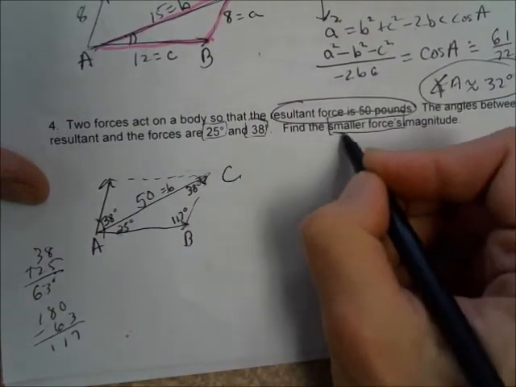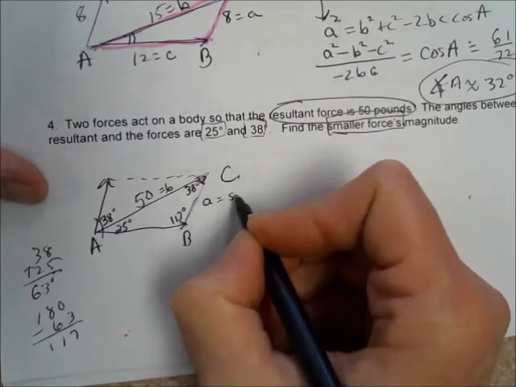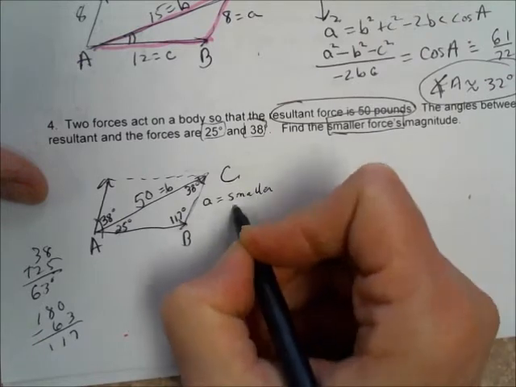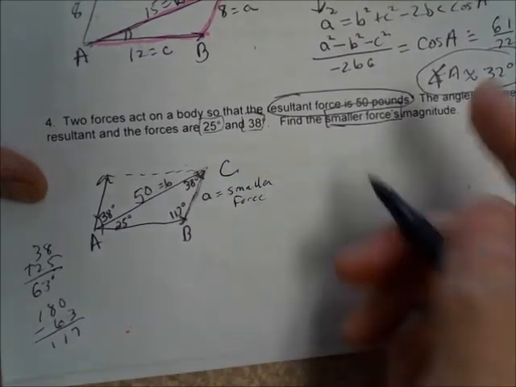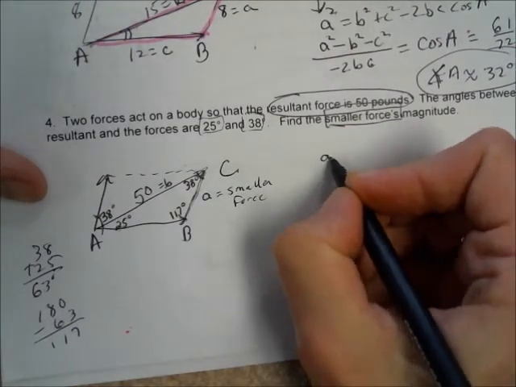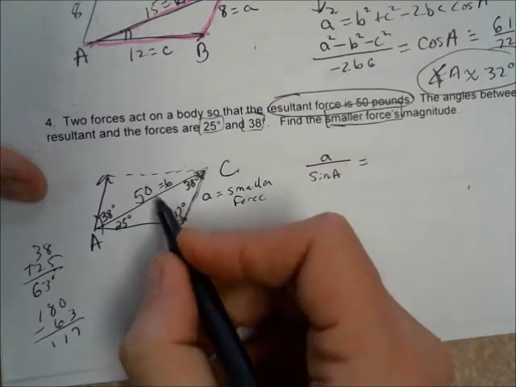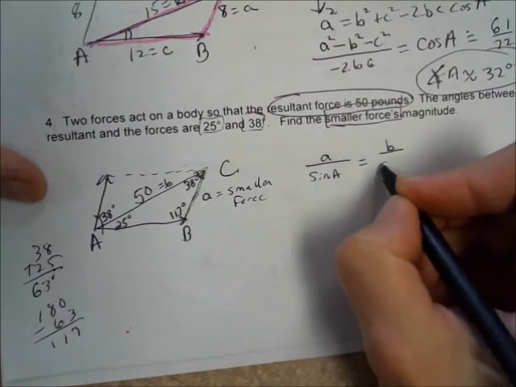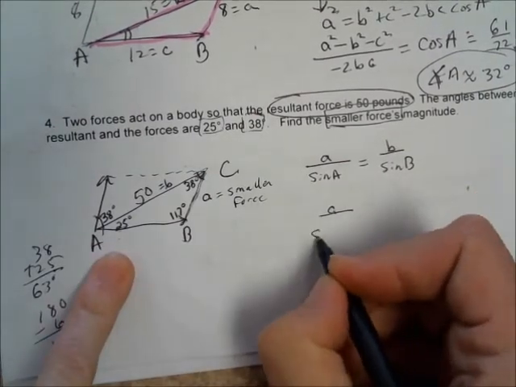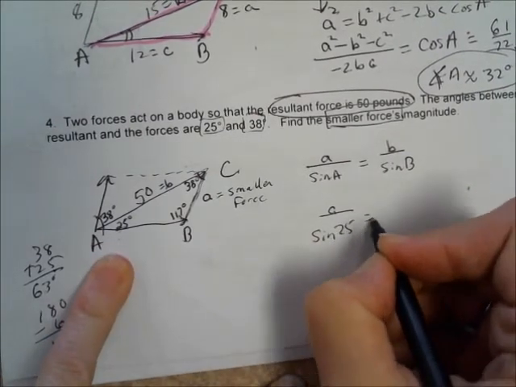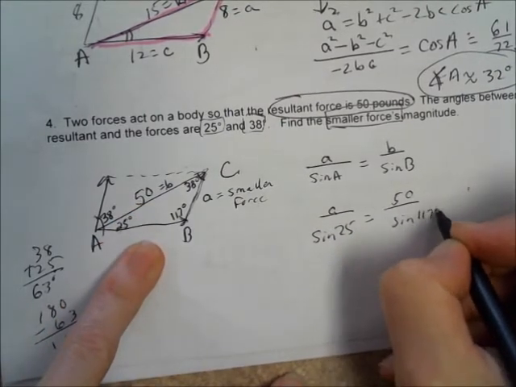And we want to find the smaller force. Well, this is the smaller force. This A is the same thing as the smaller force because it's the smaller of the parallelogram sides. So since we're finding A, we do A over the sine of A is equal to what other? We know B. B is the resultant, over the sine of B. So we don't know A, but we know angle A is 25 degrees. B is 50, and angle B is 117 degrees.